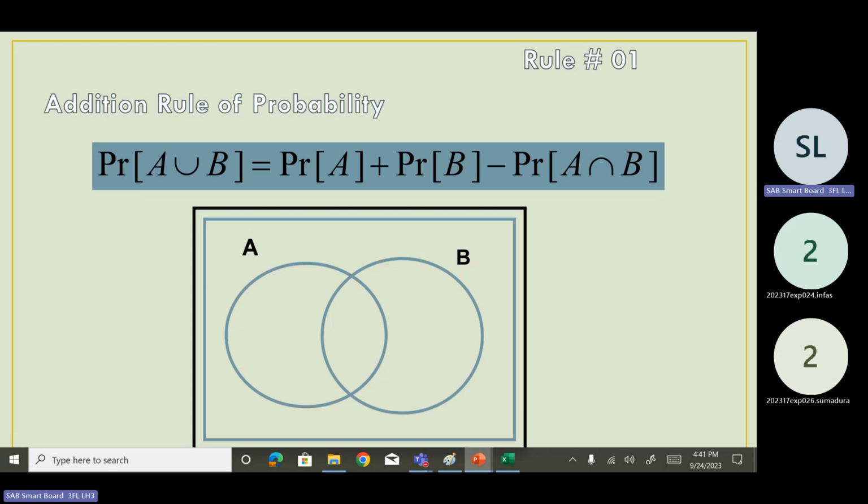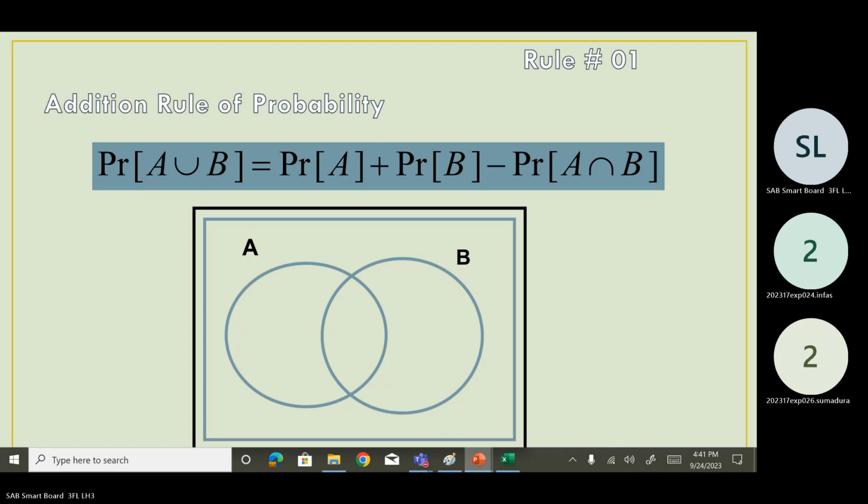Underneath you can write this way: probabilities are defined for events. And events are considered as sets.